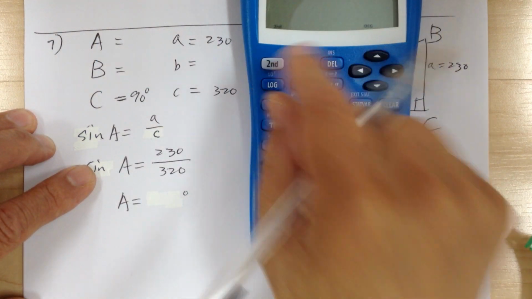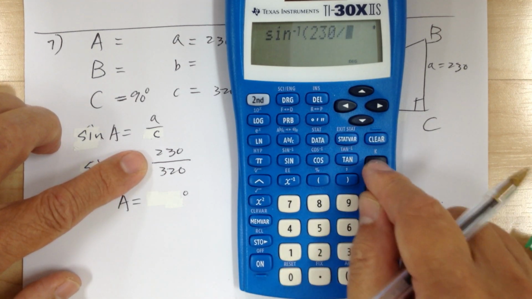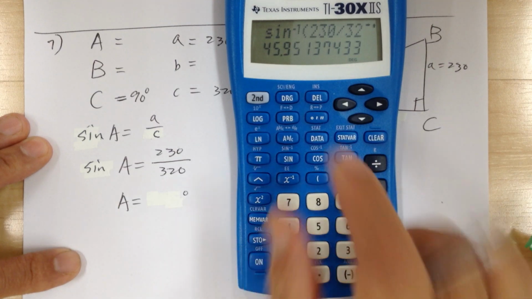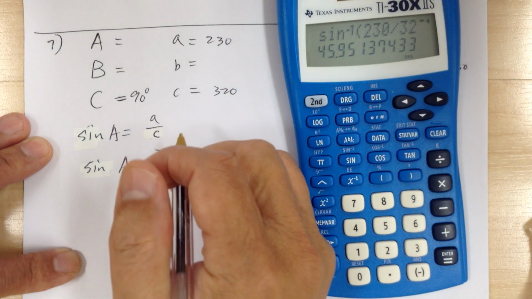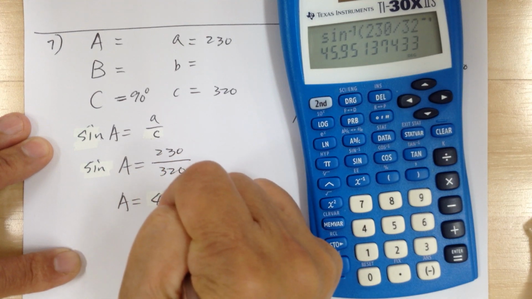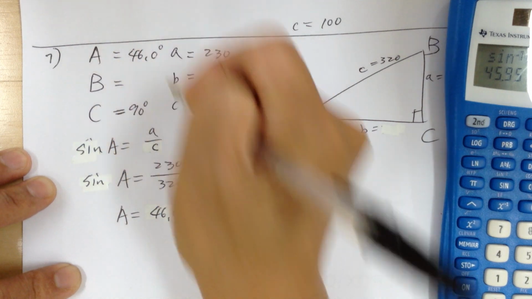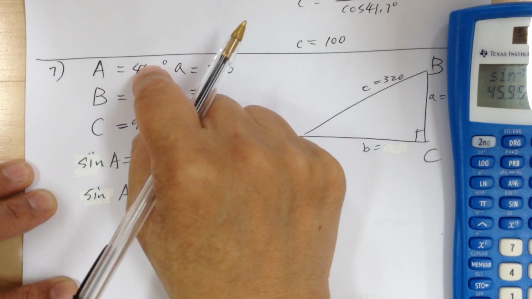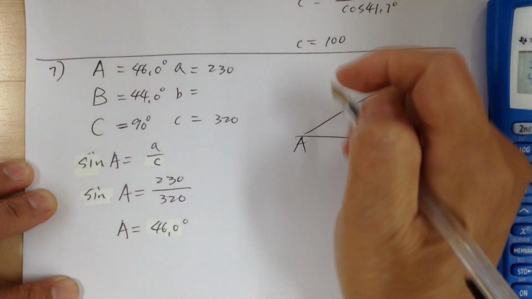So you're going to go second sine of 230 divided by 320, equal, 45.95. When you round it up, it becomes 46.0 degrees. Again, these two add up to 90, so use 90 minus 46 and it will give you 44.0 for B.